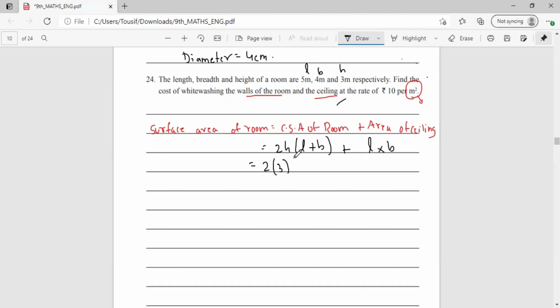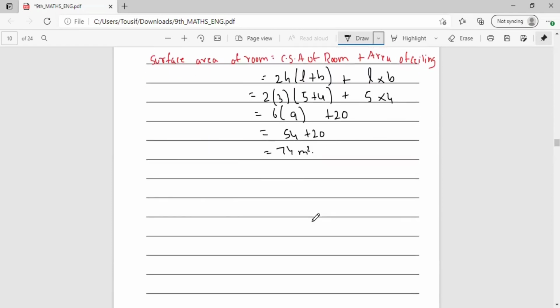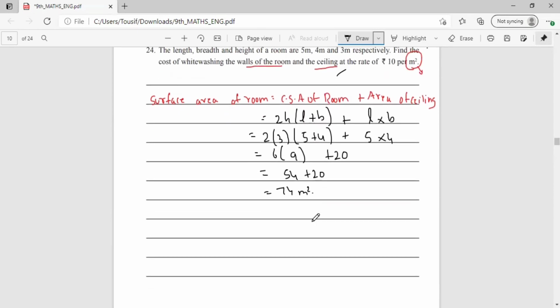2 of 3 of length is 5 plus breadth is 4, plus length again 5 into 4. So 2 threes are 6 of 5 plus 4, which gives 9, plus 5 fours are 20. 6 nines are 54, plus 20 will give the value as 74 meter square. This is the total area of the room for which we have to find the cost. The cost they give is rupees 10.